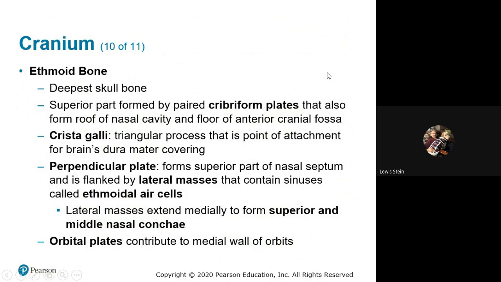The ethmoid is, imagine if you could put your fingers way, way back, almost behind your eyeballs. That's about where the ethmoid is. And that would be going upwards, and if you go downward, you have the sphenoid. If you ever get one of those sinus headaches behind your eyes, it's one of those two bones. And they all have sinuses as part of them. This is the deepest bone in the skull.